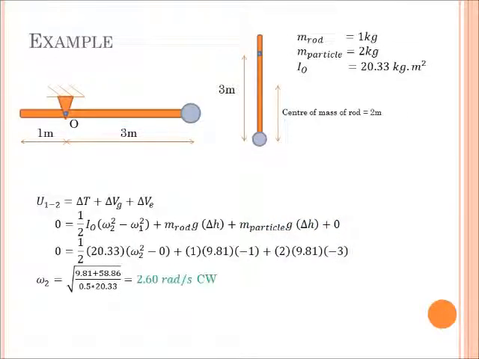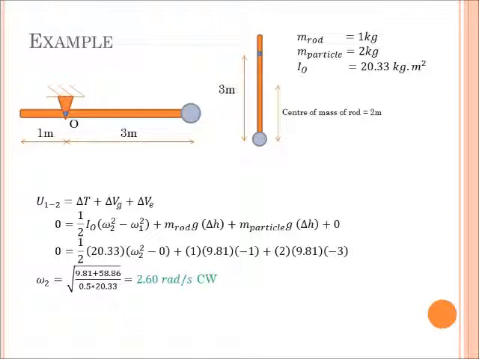Here we apply our work energy equation to the problem. Work equals the change of kinetic energy plus the change in gravitational potential energy plus the change in elastic potential energy. There is no work done on or by the system, so total work is equivalent to 0. There is no translational motion, but there is rotational motion, so we have rotational kinetic energy denoted by half times the moment of inertia times omega 2 squared minus omega 1 squared.